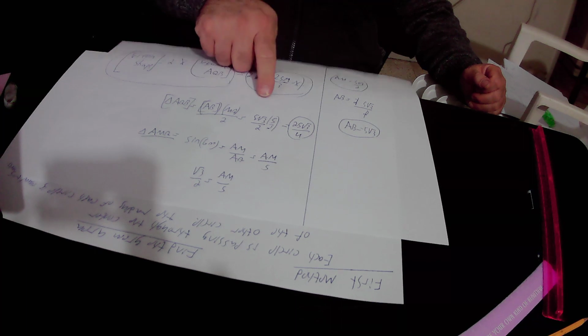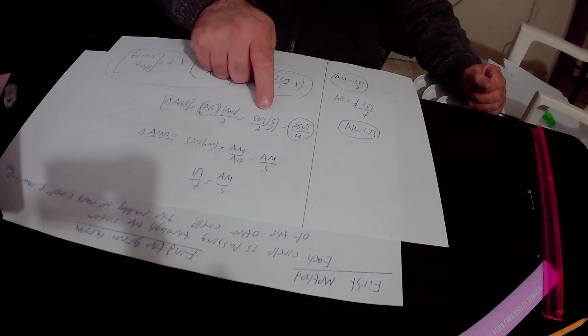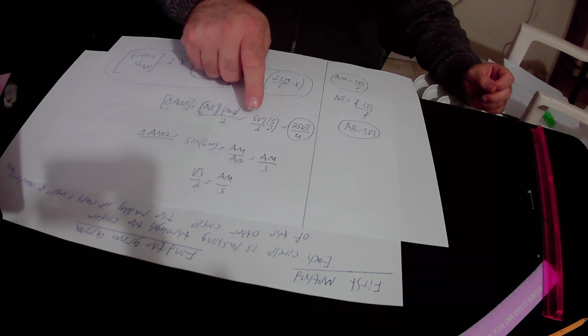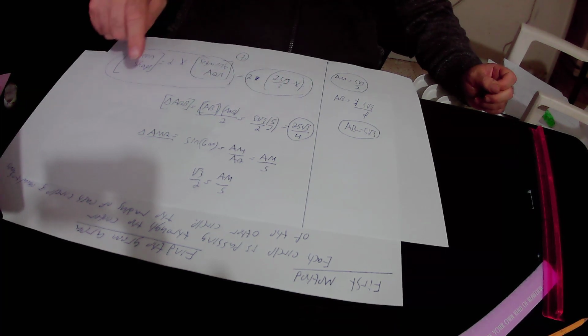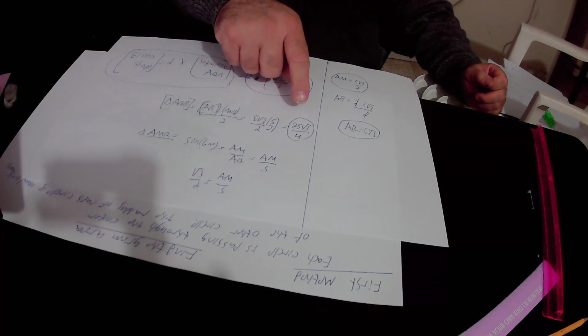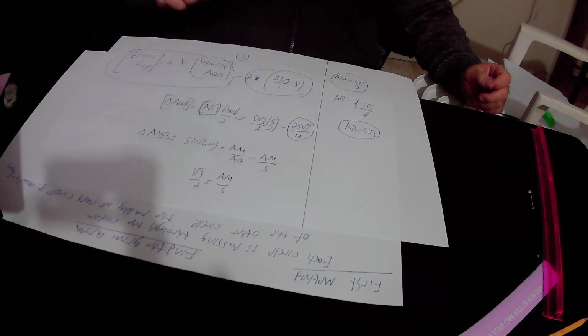So here we have 5 times 5 is 25, times square root of 3 in the numerator, and in the denominator we have 2 times 2. So in conclusion, we found out that the area of triangle AQB equals 25 times square root of 3 over 4 square units.